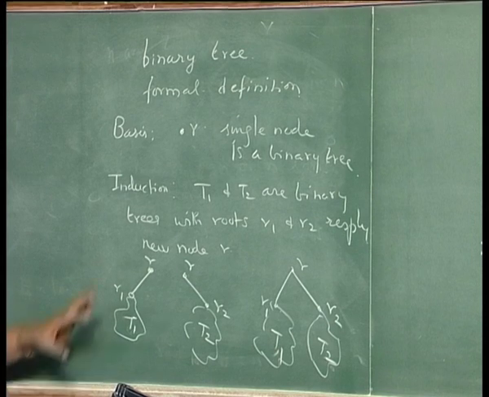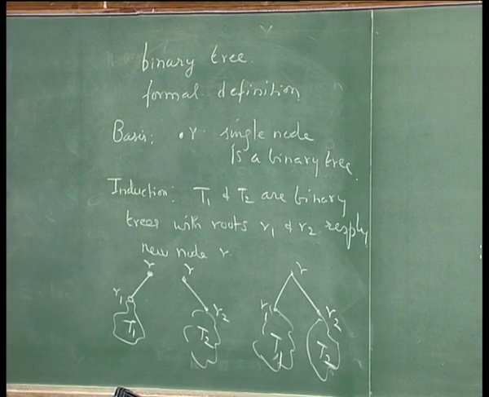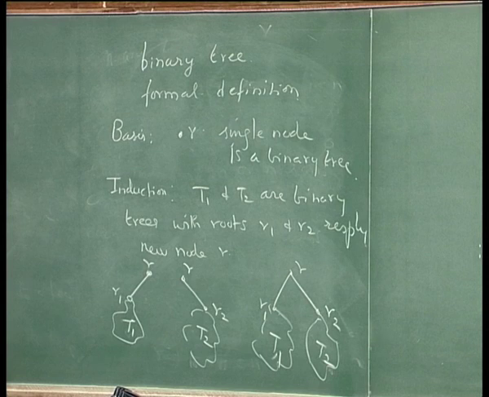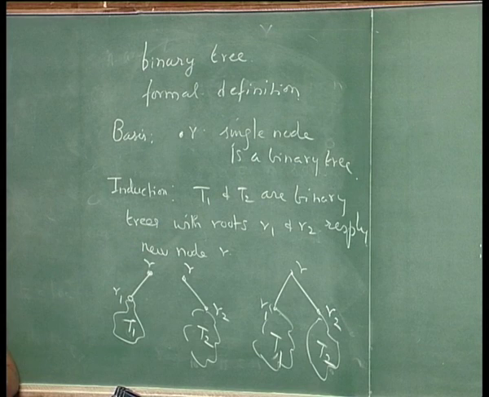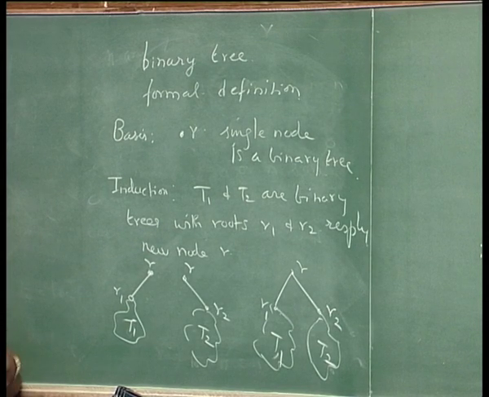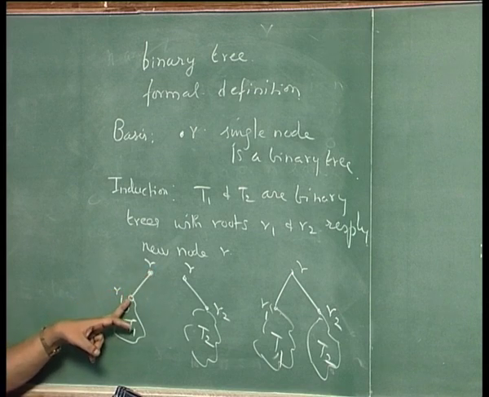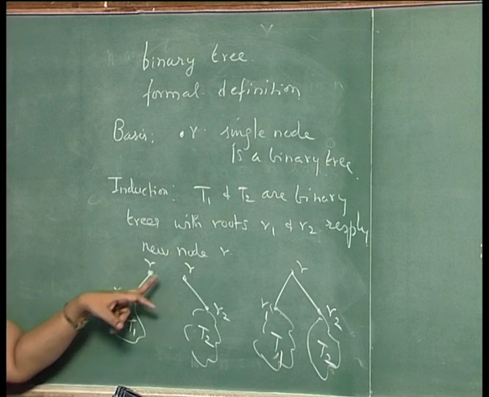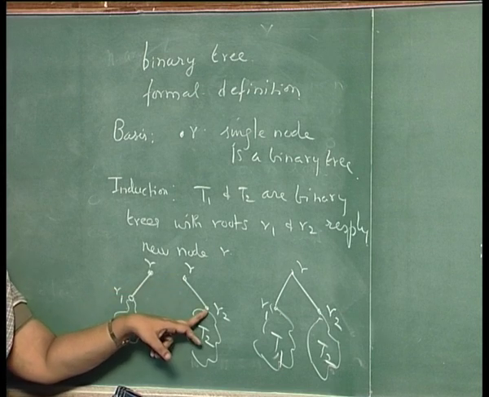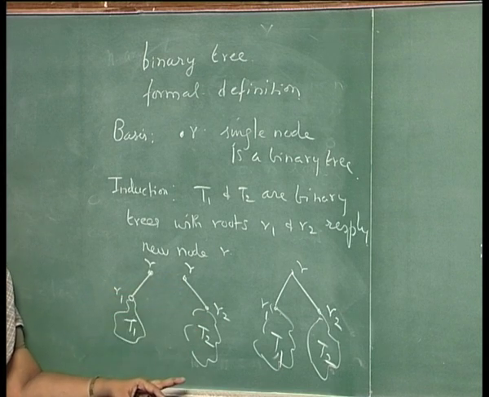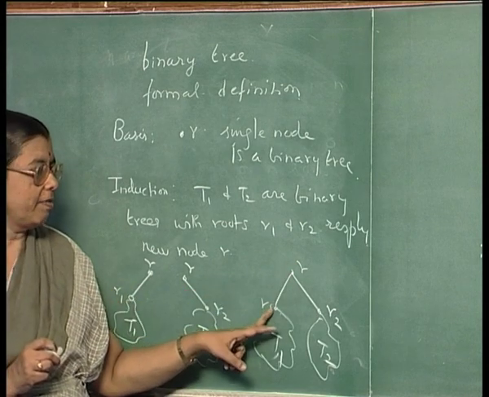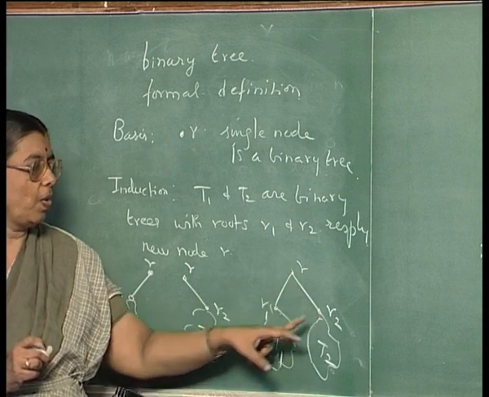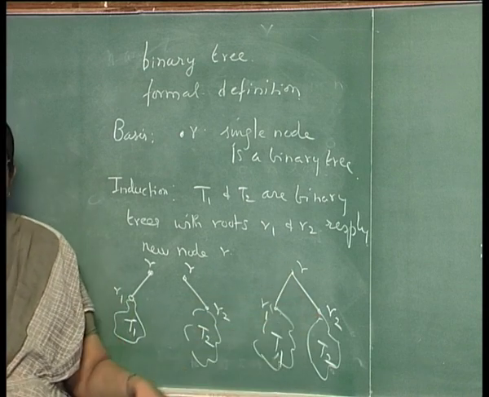So, the basis clause is you take a single node, that is a binary tree with no arcs. The induction clause is different. If you have two binary trees T1 and T2 with roots R1 and R2 respectively, take a new node R, then R along with an edge like this to R1 and T1 is a binary tree, R along with an edge like this to R2 and T2 is a binary tree, and R with directed edges from R to R1 and R to R2 along with trees T1 and T2 like this is a binary tree.